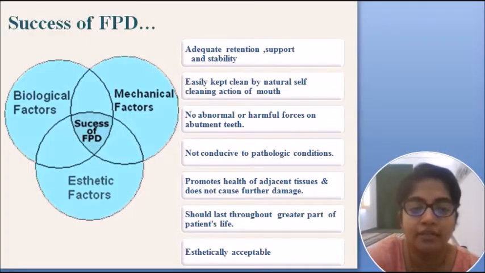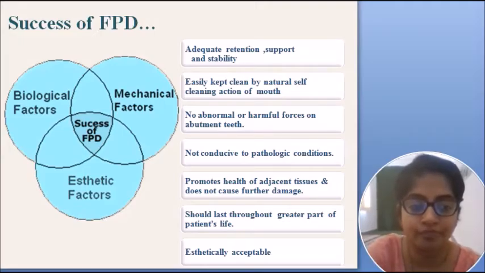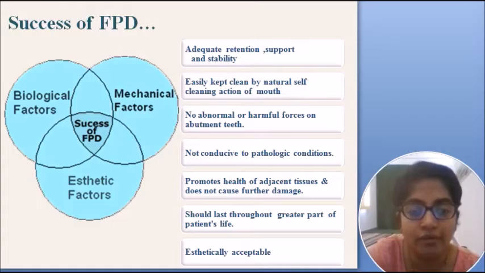So if these factors are properly working, then the FPD is successful in the long term. But even if one of the factors is not working in favor of the longevity, then there will be a problem. So what are the different factors?